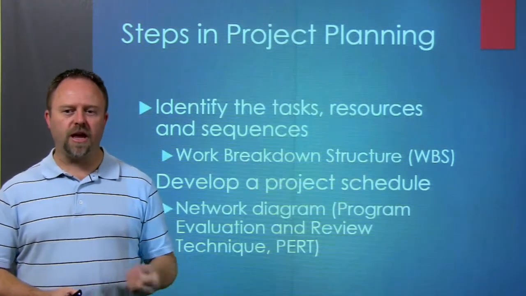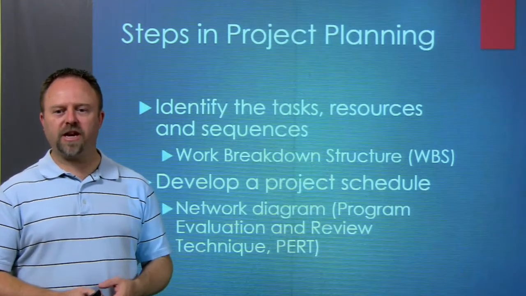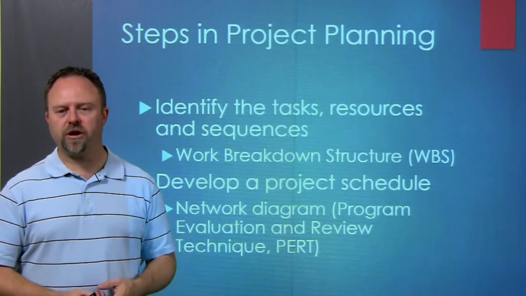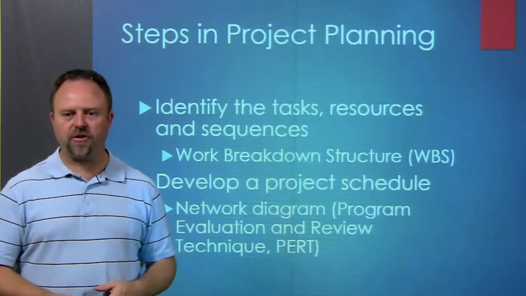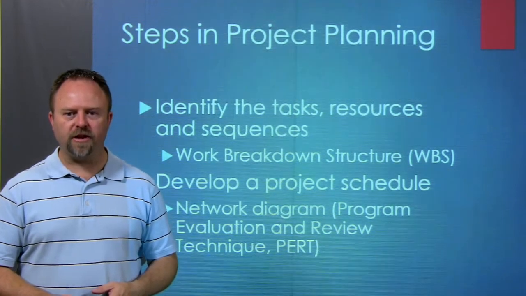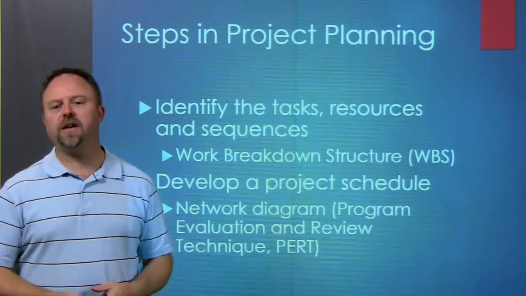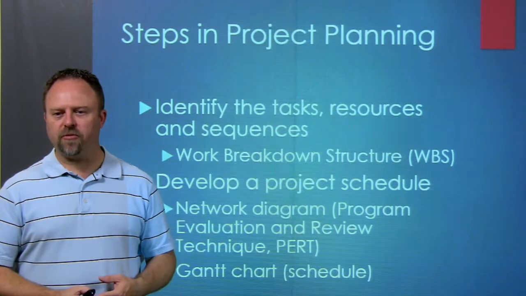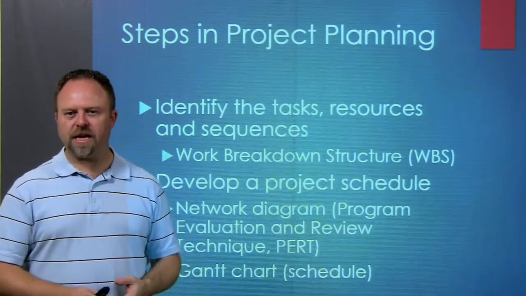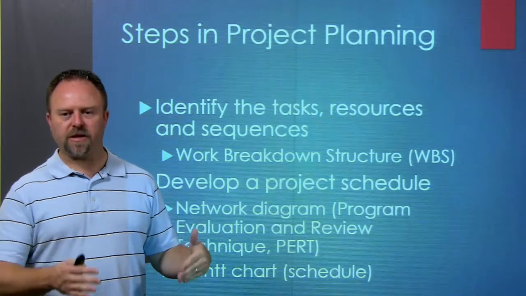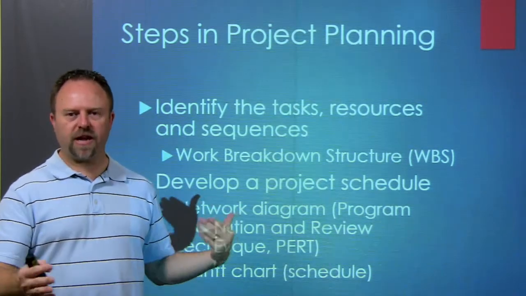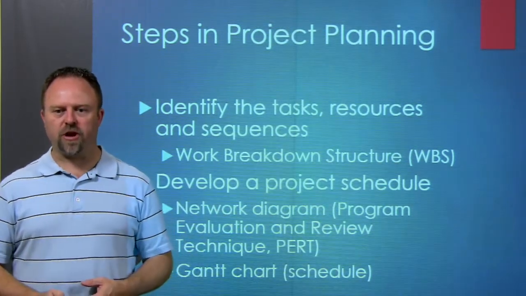One is using a program evaluation and review technique, which is called a PERT chart or a network diagram, and it shows basically the steps that have to go along in the process of getting your overall project done. And a second one would be a Gantt chart, which is a basic schedule which shows what steps need to be done before which other steps and how long each step is going to take, and it's more of a timeline view of the overall project.